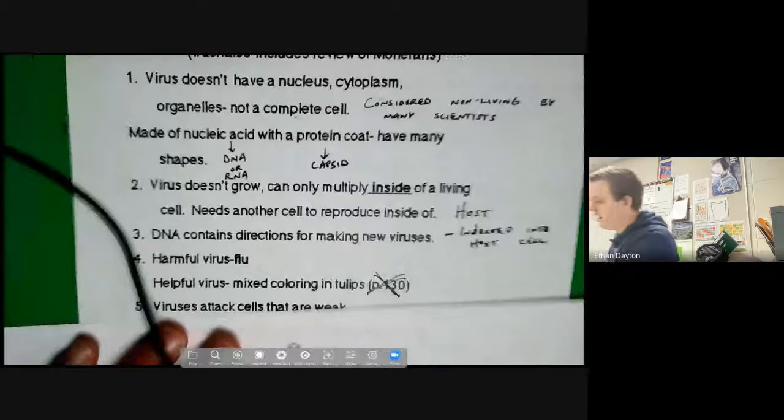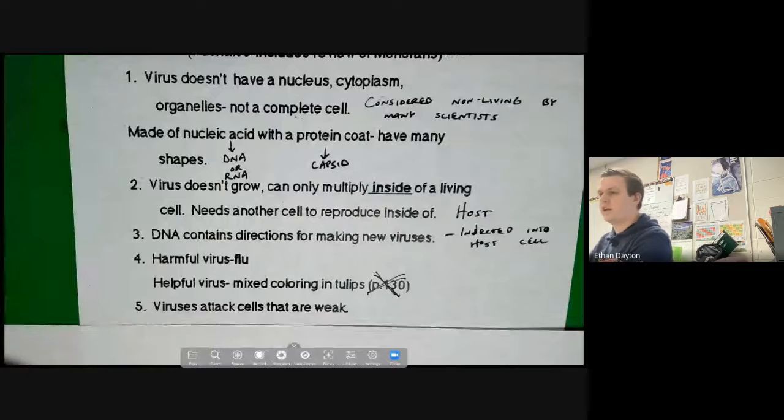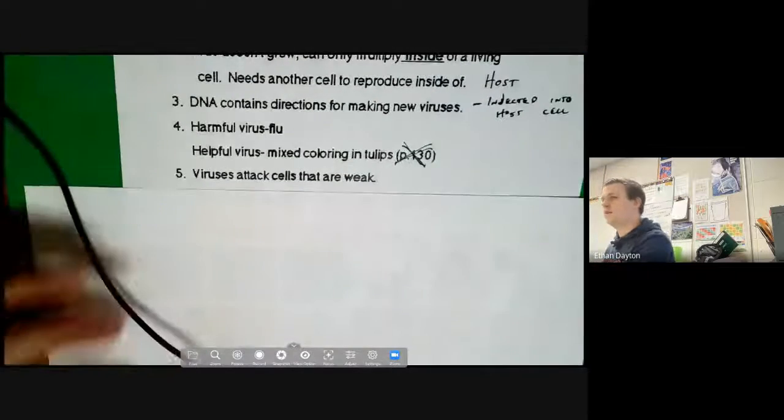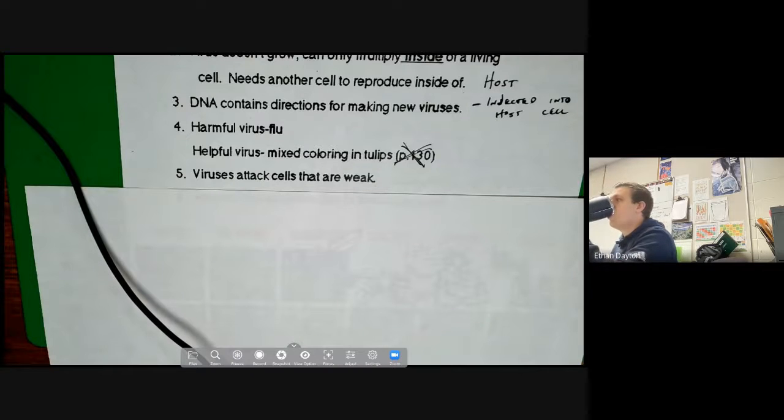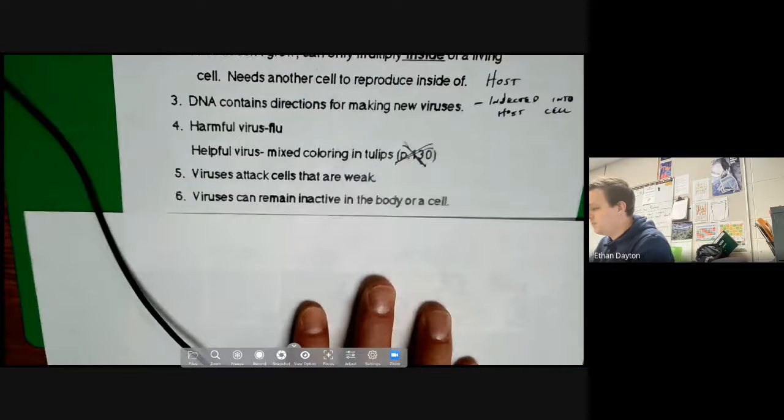Number 5, viruses typically attack cells that are weak. Easier to attack. I'm just listing them right now. One more.